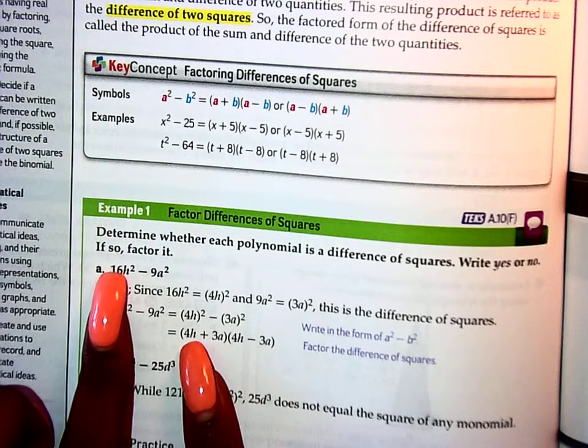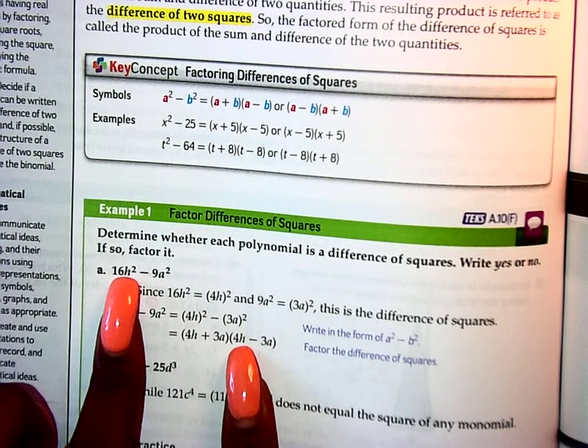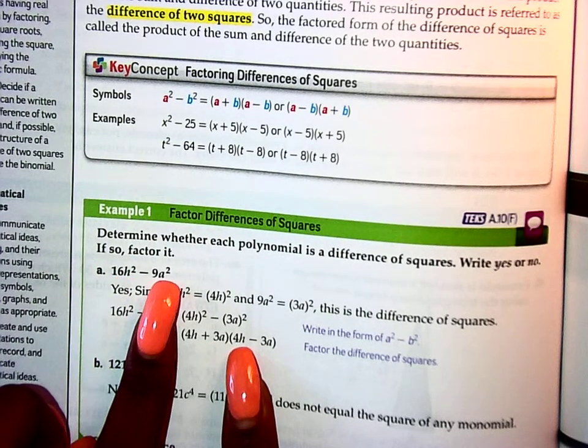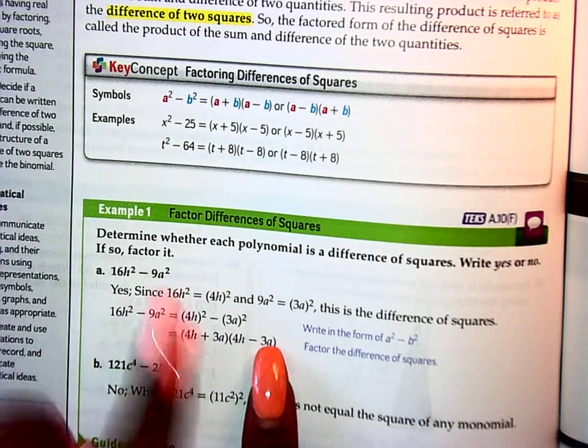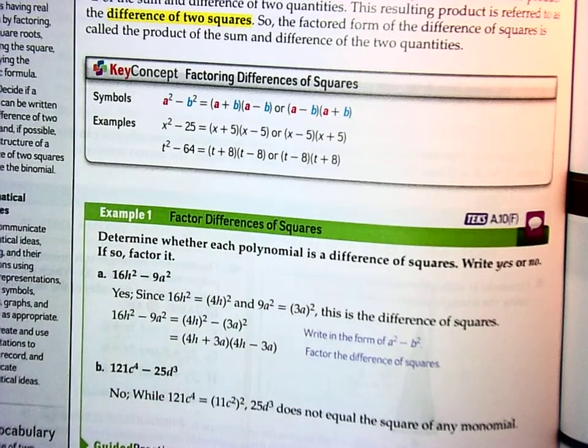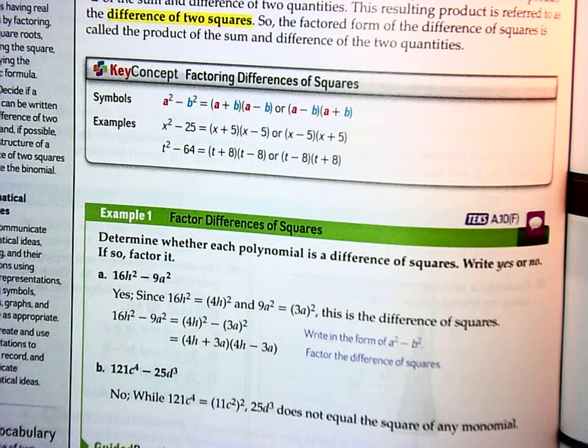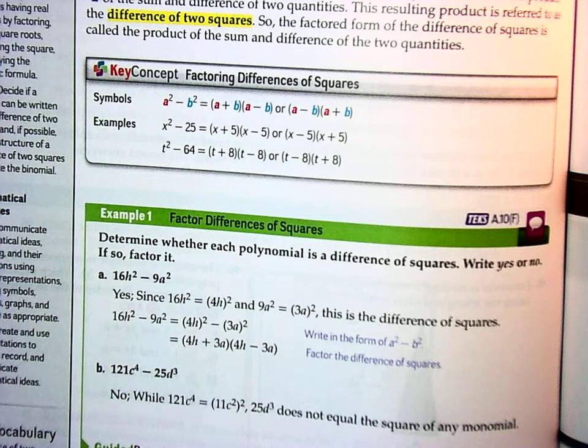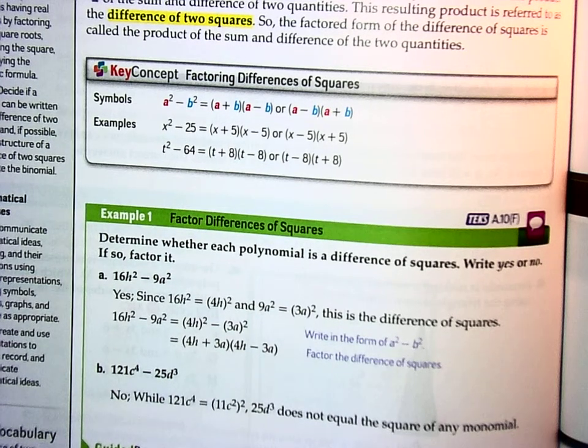The square root of 16h squared is 4h. The square root of 9a squared is 3a. And then you just use the form, put the plus and minus. Pretty easy. Okay? Don't let it be more complicated than what it is.